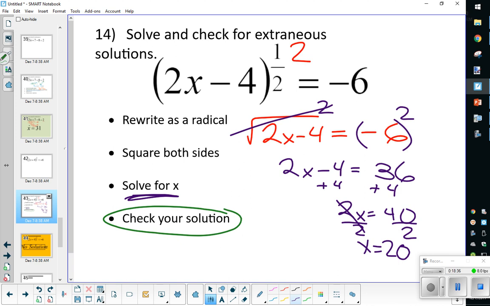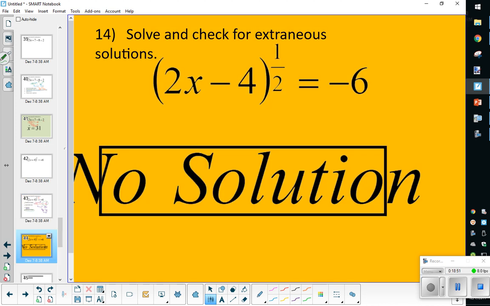How did you know, Desmia, that it wasn't going to work? Yeah, I squared a negative 6 here. We had a square root equal to a negative number. It's not going to work. If you don't believe me, plug it back in. If I plug 2x minus 4 back in with 20, sorry, our answer was 20, 2 times 20 gets you 40 minus 4, which is 36.